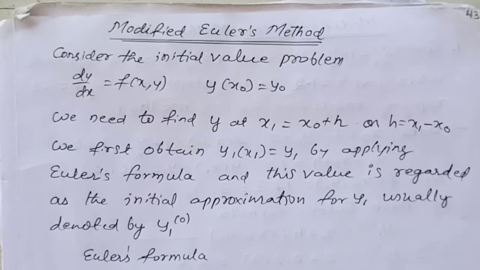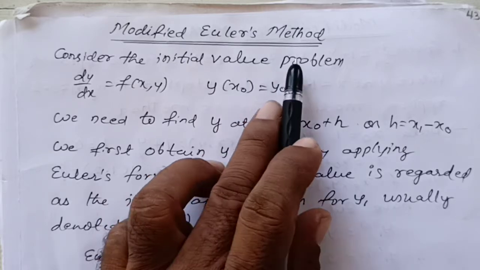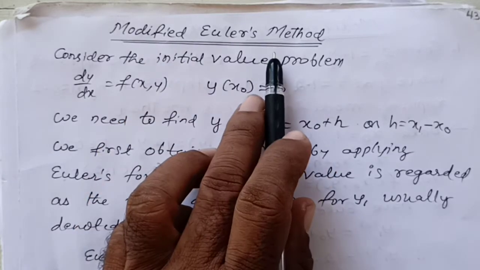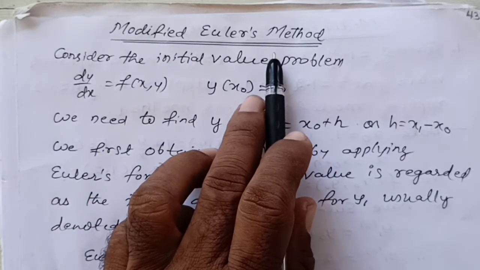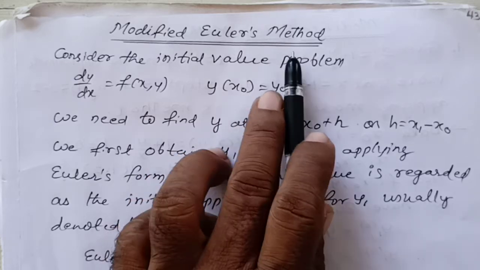Hello students, so far we have discussed Taylor series to find numerical solution for ordinary differential equations for third semester B students. Now it is video number 43, modified Euler's method, not the Taylor's method, Euler's method to find numerical solution for ordinary differential equations.